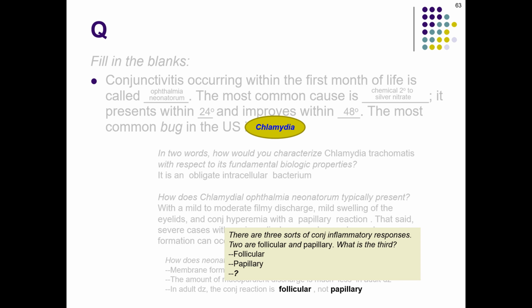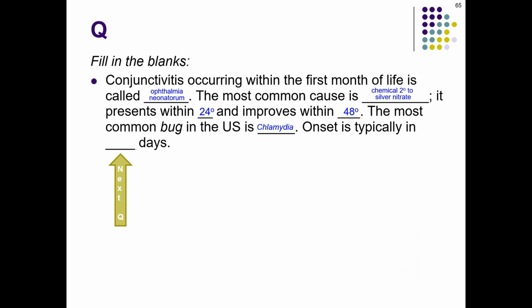And coming to the conjunctival reactions, we have mainly three types of inflammatory responses. We say the follicular, the papillary. Do you know what is the third? The granulomatous. So we say that the most common bug for causing conjunctivitis in the first month of life in the US is chlamydia, and onset typically happens during the first 7 days of life.